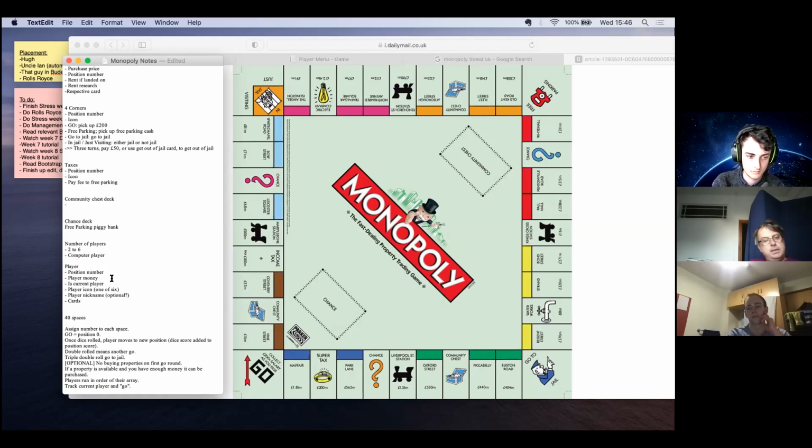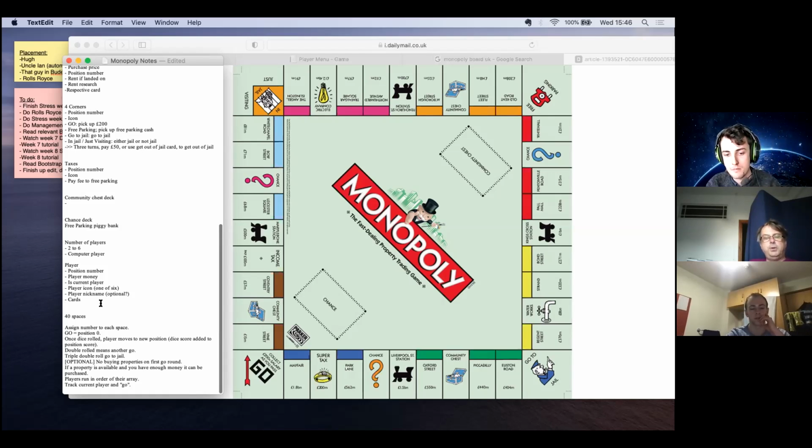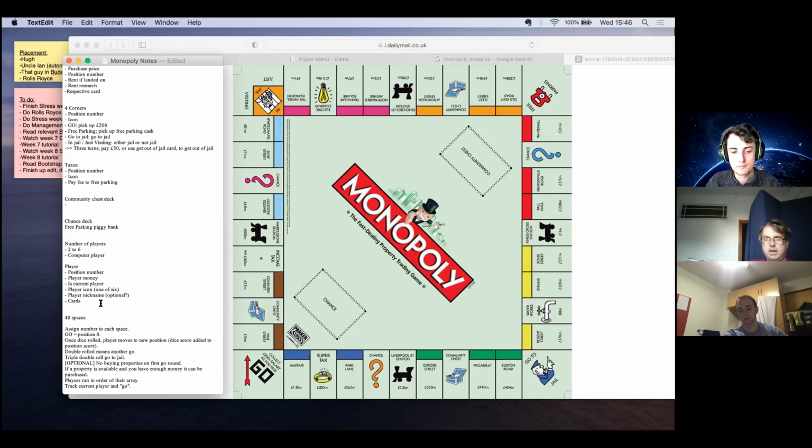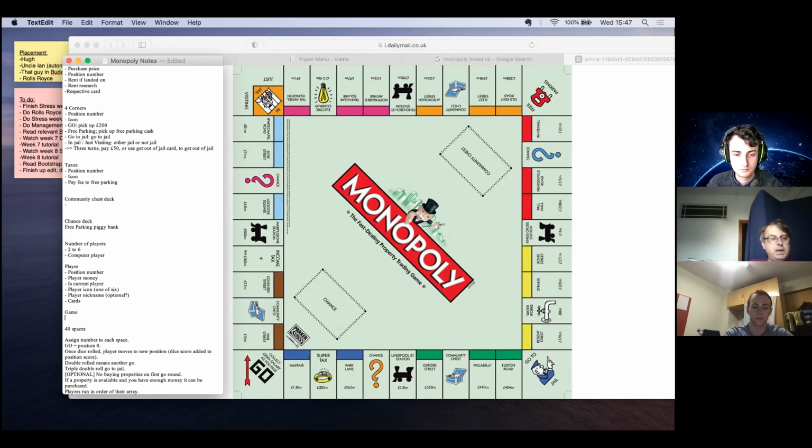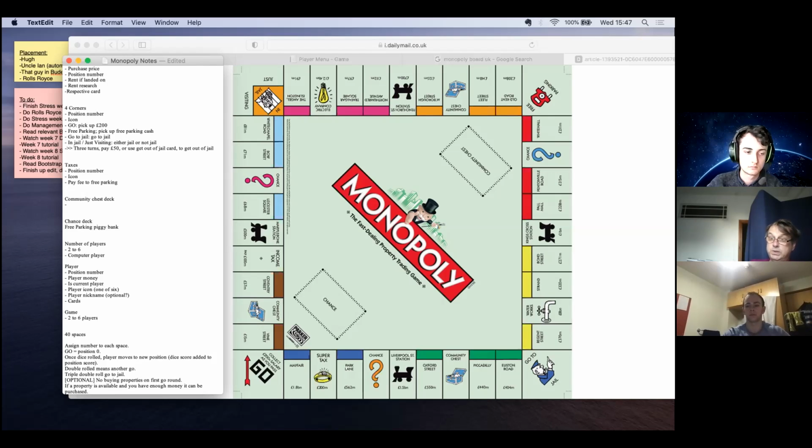Okay, so are there any other rules? Any other things about the player? No. Okay. Let's talk about the physical game and the game processes. So let's have another section there for game. The game has 2 to 6 players, doesn't it? So whilst we said that's a rule, actually it's a property, isn't it? We would need an array of 2 to 6 players.